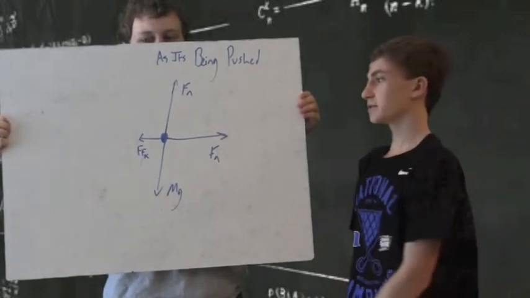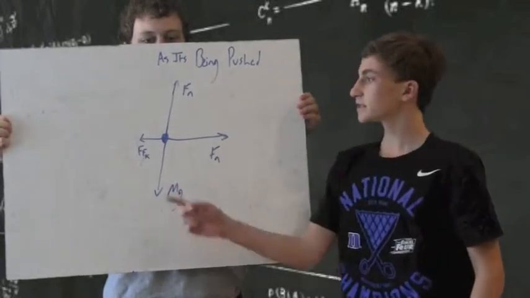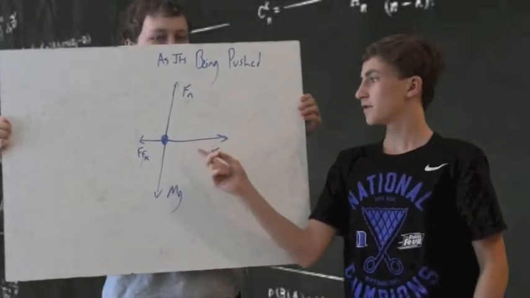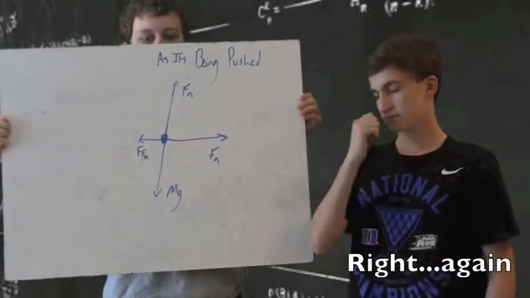Now, because it is on the ground, there is a force of kinetic friction. However, notice it is smaller than the force applied. This is because it is accelerating to the left.